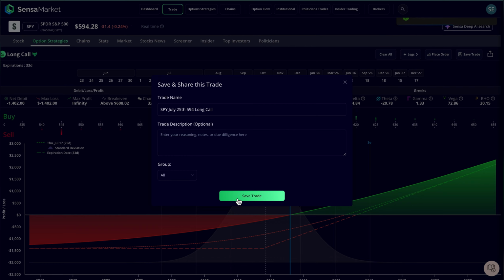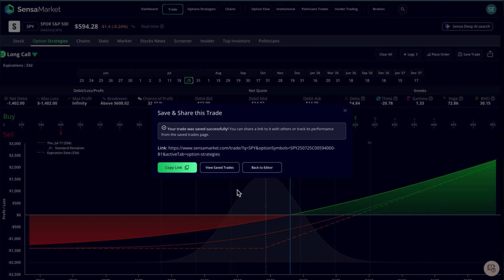Once I save the trade, a couple of key features become available. You can copy the link to this trade and share it with anyone, anywhere. If you send them the link, it will automatically open the trade in the free version of SensaMarket, allowing them to see the trade and review your evaluation.